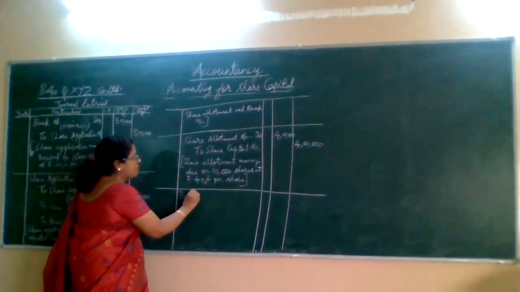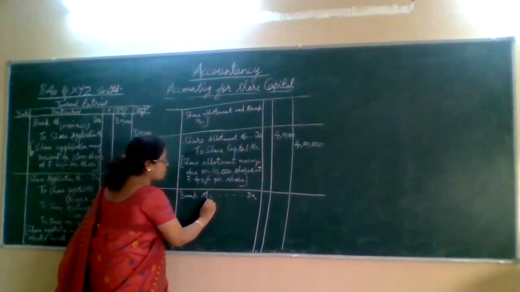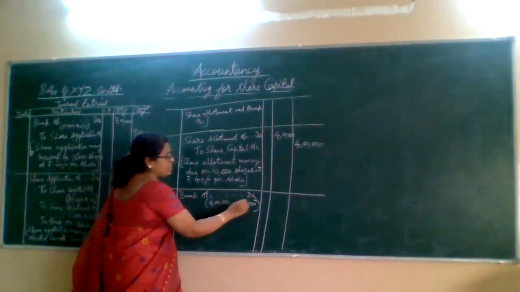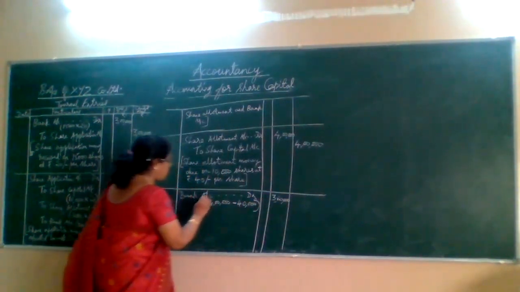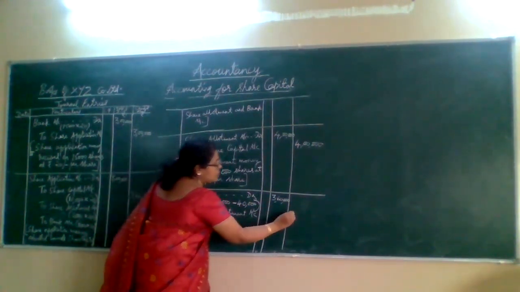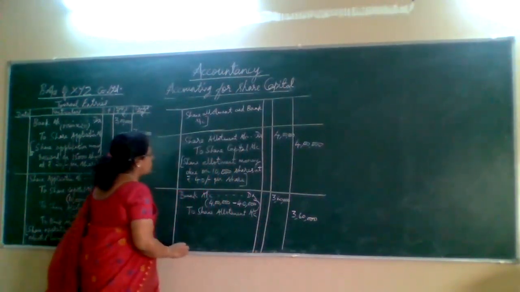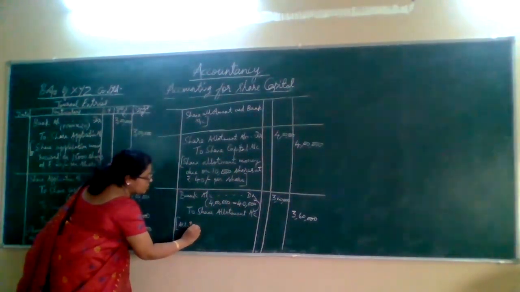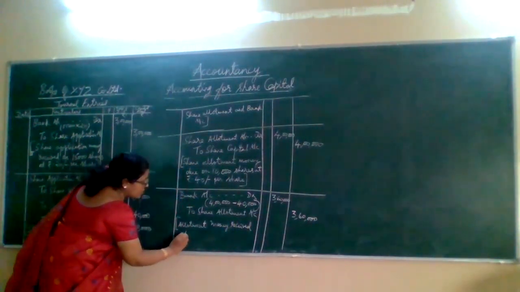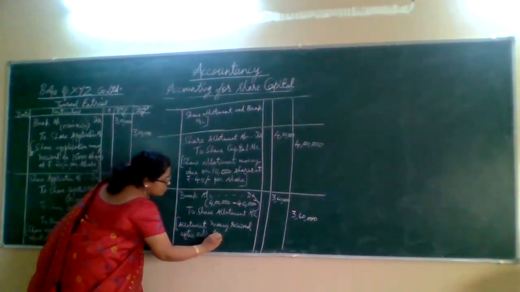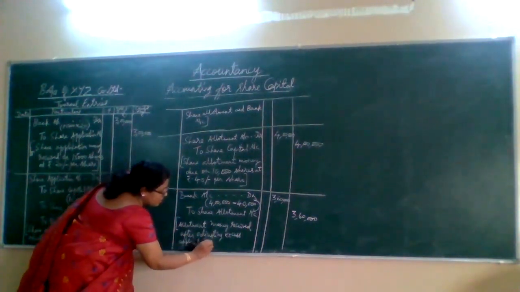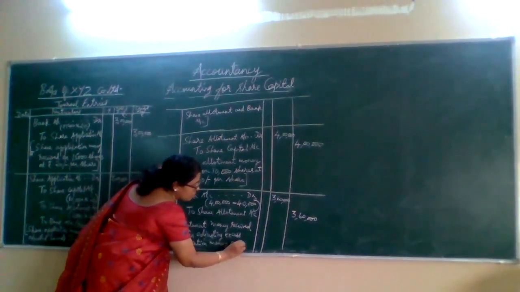So the entry is bank account debtor, 4 lakh minus 40,000 excess application money adjusted here. So the balance is 3,60,000 allotment money received. So bank account debtor to share allotment account, 3,60,000. The narration will be: allotment money received after adjusting excess application money on 2,000 shares.